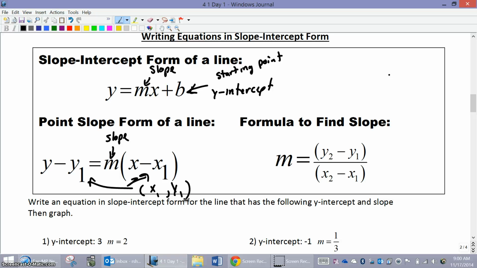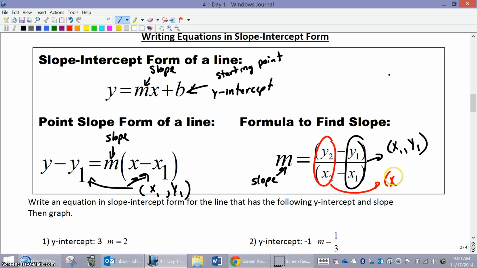Over here we have the formula to find the slope. M is the slope again. In terms of this set, that's some point on the line, and in terms of this set, that's a second point on the line.